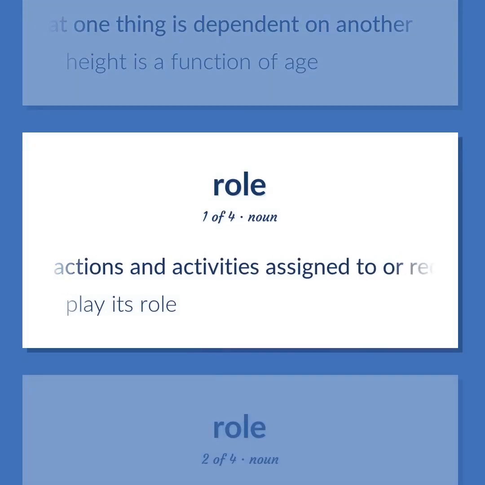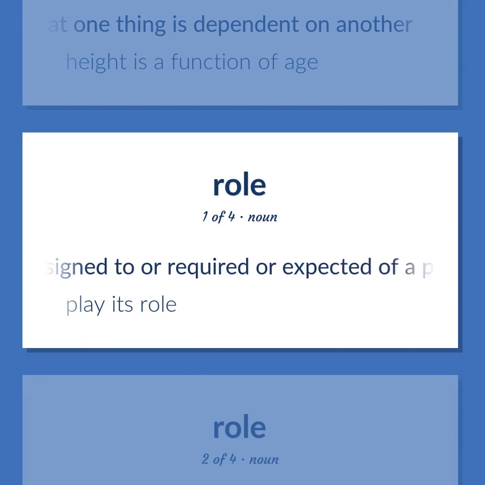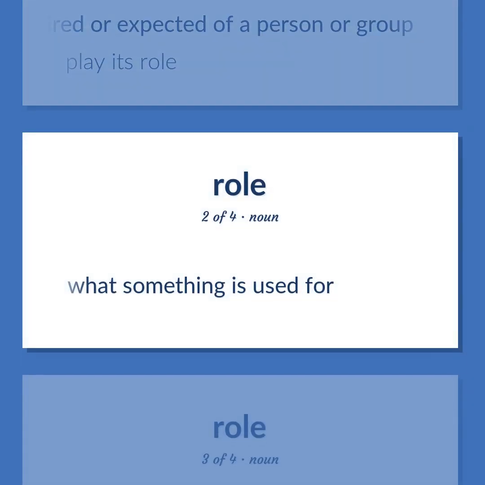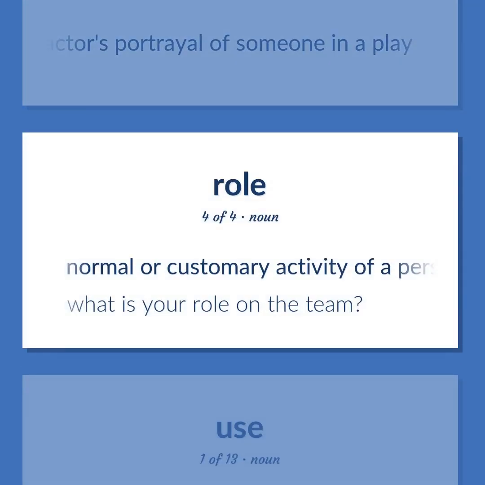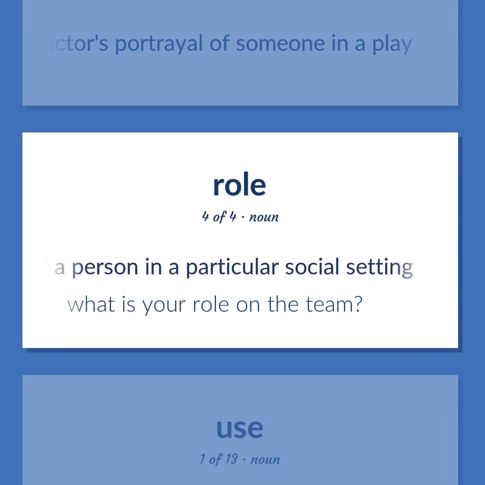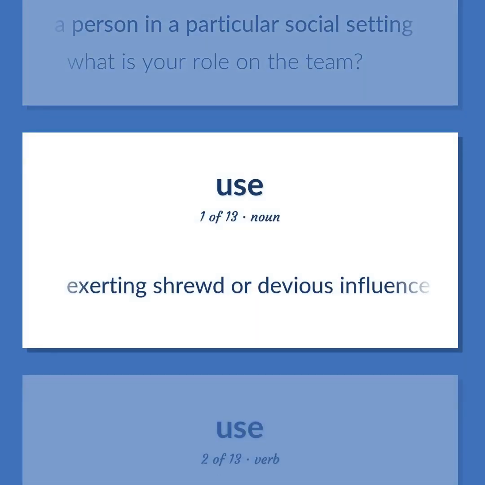The actions and activities assigned to or required or expected of a person or group. Play its role. What something is used for. An actor's portrayal of someone in a play. Normal or customary activity of a person in a particular social setting. What is your role on the team? Exerting shrewd or devious influence especially for one's own advantage.